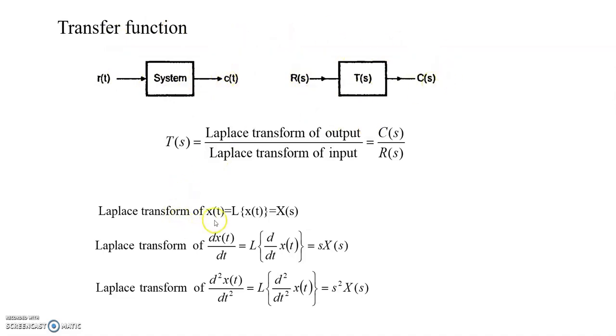The Laplace transform of x(t) is nothing but X(s). Similarly, for the differentiation of x(t), the Laplace transform is s times X(s), and for the double differentiation, d squared x(t) by dt squared, the Laplace transform is s squared times X(s).